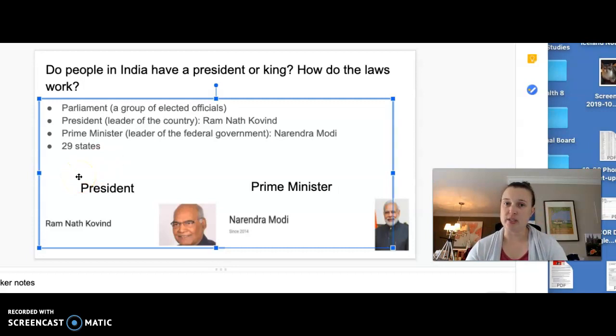Also, something interesting is that there are states in India. I read that there are 29 states. We learned already that India is so huge, and to help them stay organized, they have divided the country into 29 states. I hope that helps answer a little bit of the questions about the government.